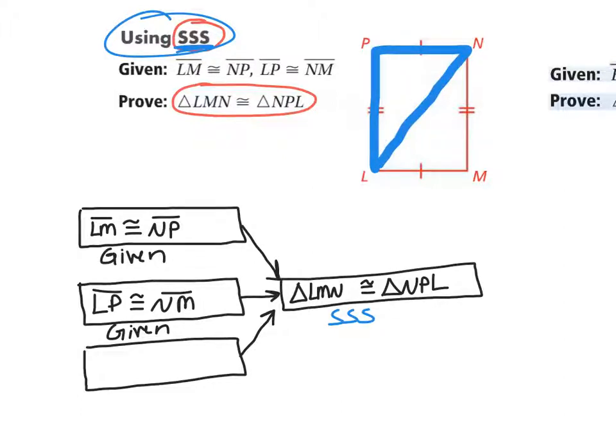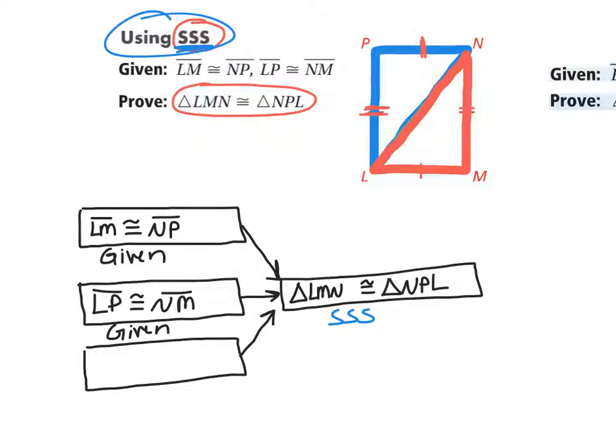We already know that this side is congruent to another side in the other triangle. We know that this side is congruent to another side in the other triangle. So the only side of this triangle that isn't already congruent to something else is this side here, line segment LN. Well, look at that other triangle. In that other triangle, line segment LN is again the only side we don't know anything about.